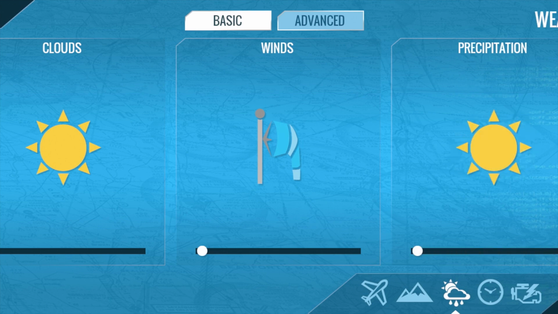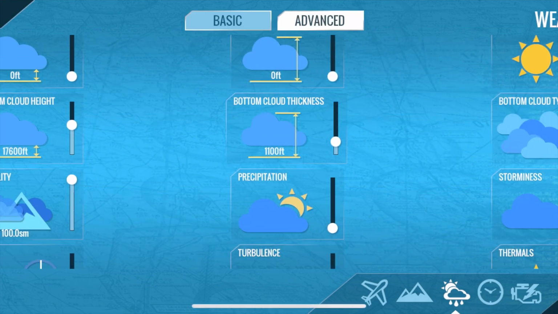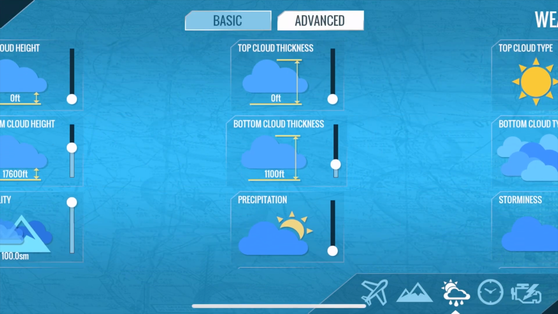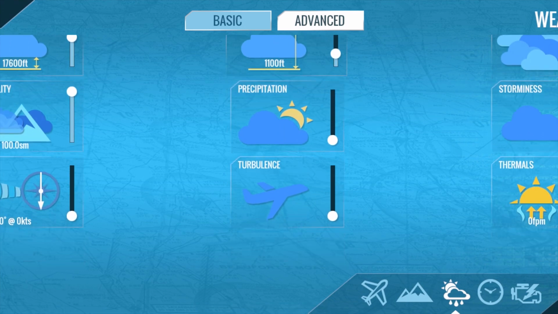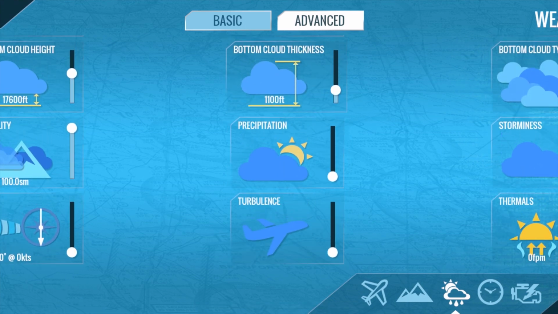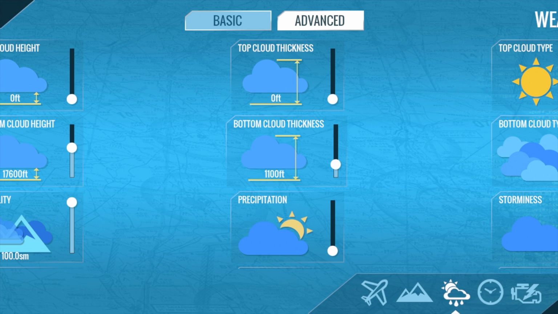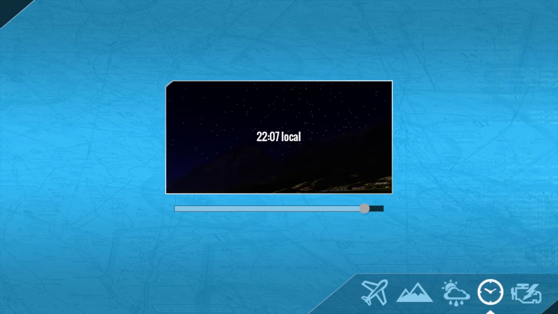If this isn't enough for you, you can also click on advanced, and there you have the possibility to change a lot more. The top cloud height, the top cloud thickness and so on. Also you have the possibility to set thermals, turbulences or stormness. Once you've done that, you can click on the next button. There you can set the time, as you can see.